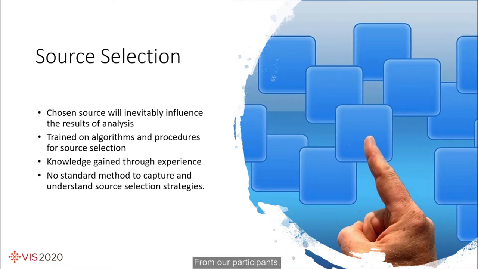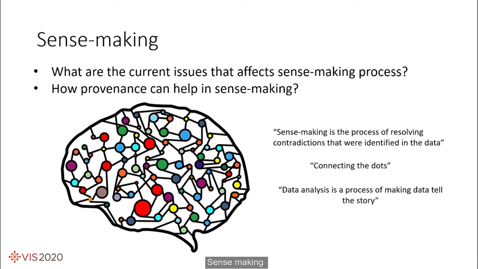From our participants, we found that current methods of understanding source selection strategies are done manually by conducting interviews with experts. We contend that capturing analytic provenance or interaction logs can be used to infer source selection strategies that are used by different analysts. Sense making.